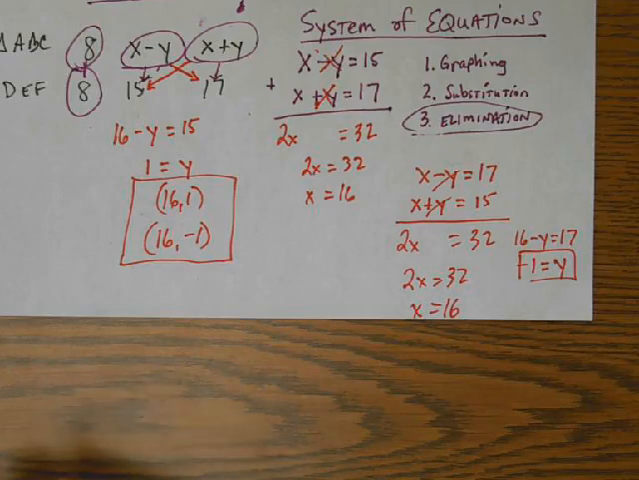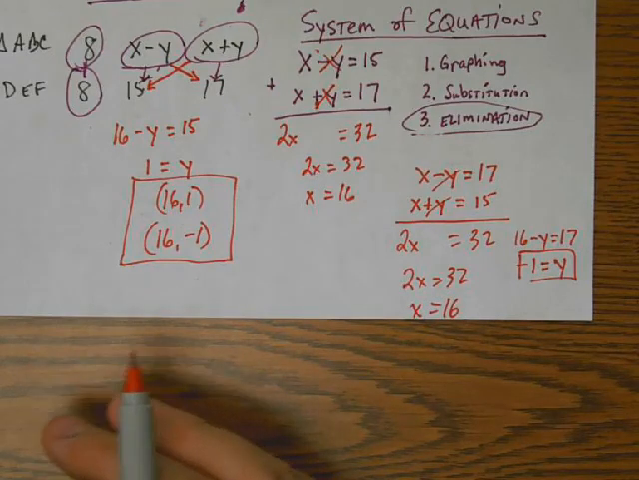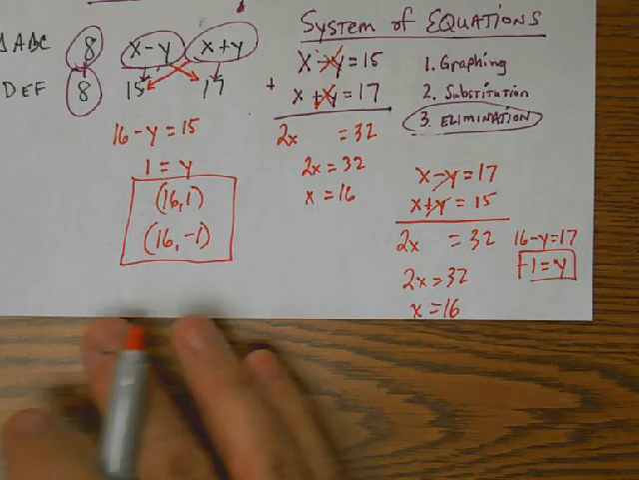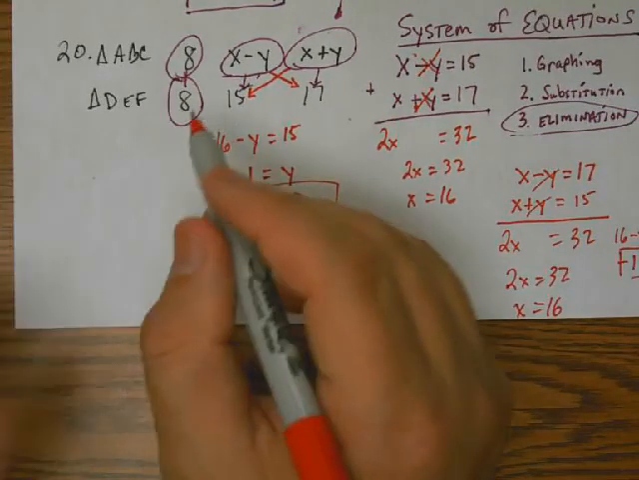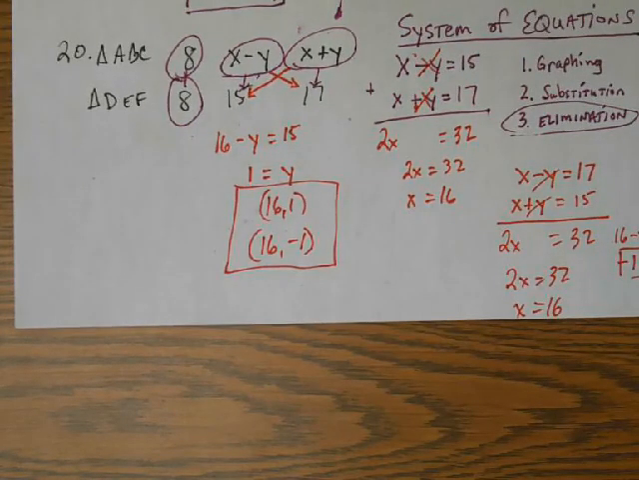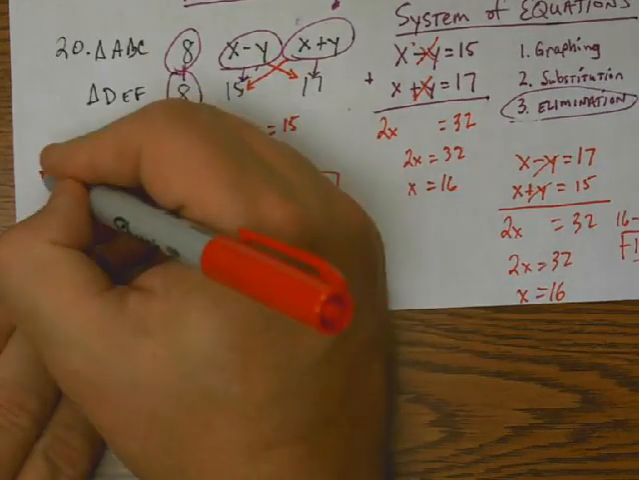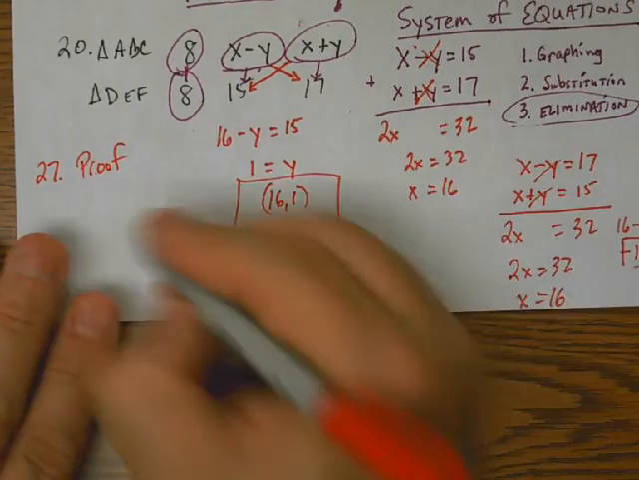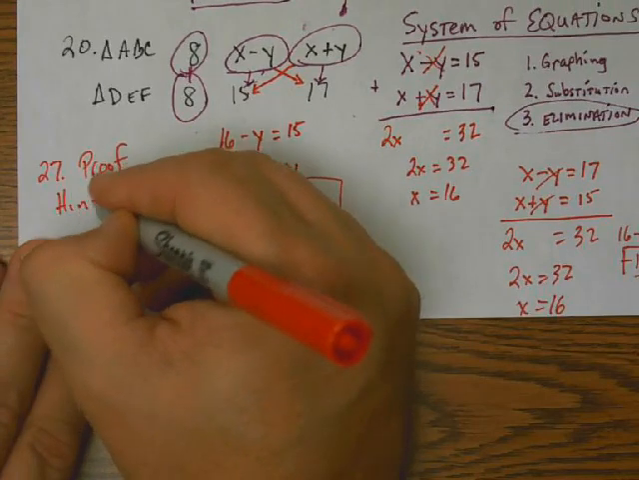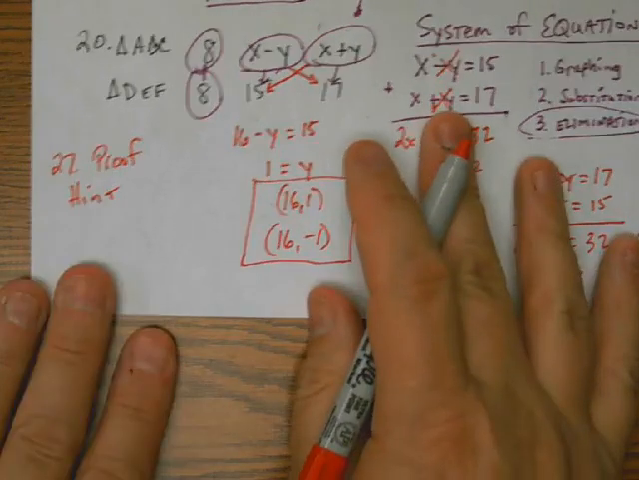All right, before I turn you loose, let's talk about the proof. Turn over to page 266. We're not doing the proof. I just want to help you a little bit with it. Okay? So this is the last problem, which is number 27, the proof. Here's the hint.